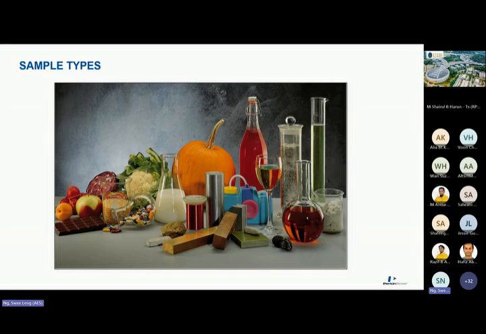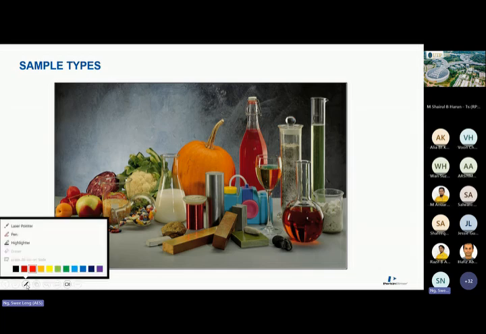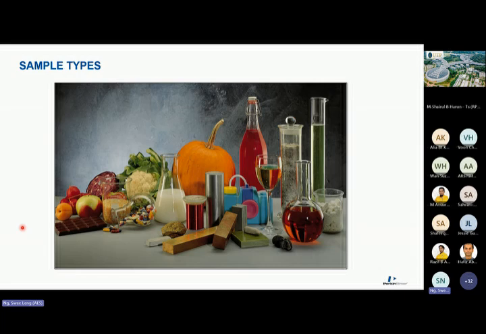You also will have samples from other industries, maybe pharmaceutical, food industry, palm oil, and maybe geology also. That means the sample range is very wide. It can be from the simplest, like drinking water, to a very complex sample. So all this, as long as we can convert them, there are two types.